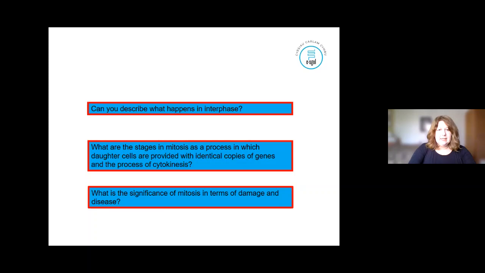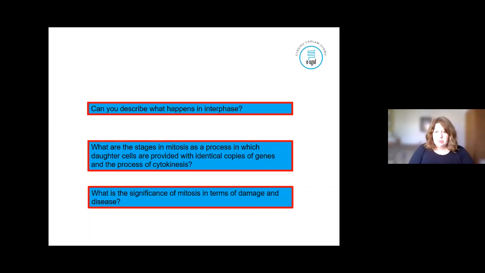Let's get on with what we want to talk about today. As I say, it's basically three elements to today's session. Can you describe what happens in interphase? So what exactly happens in all of the parts of interphase?